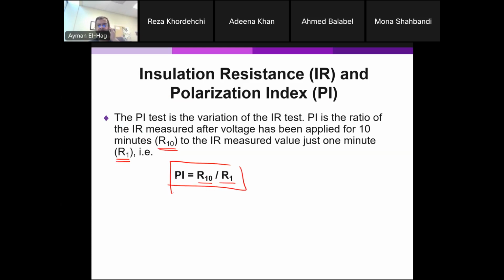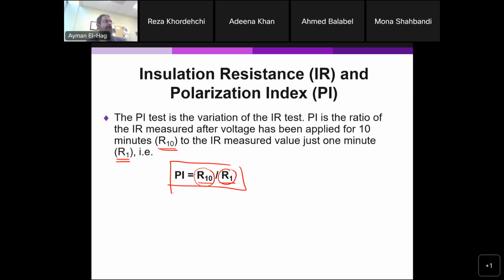Now, what do we expect to see here? Let's think about it. You start with the current at a very, very high value, and then this current starts to decline, so your resistance will start to increase. The current decreases, the resistance increases as well. So you expect the resistance after 10 minutes to be higher than the resistance after 1 minute. So you expect the polarization index to have a ratio of more than 1, and that is an indication of a good insulation system.